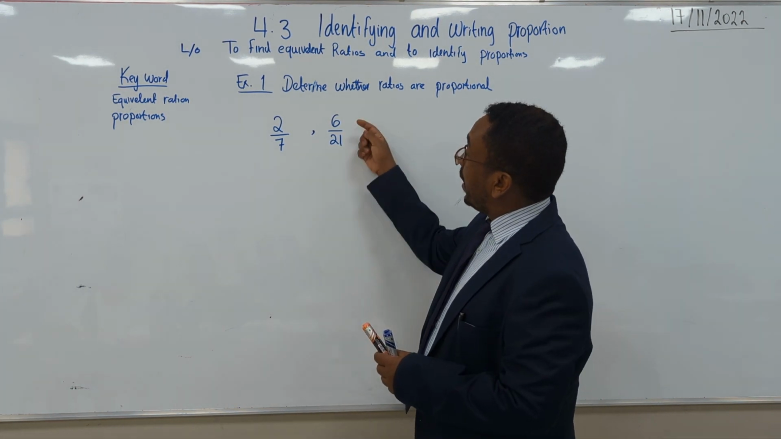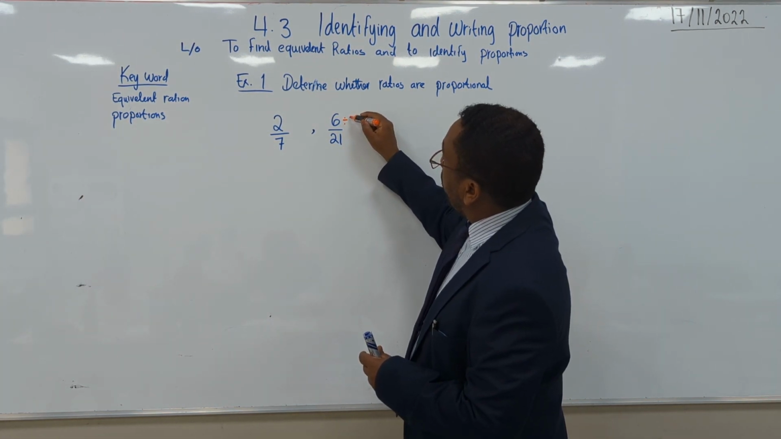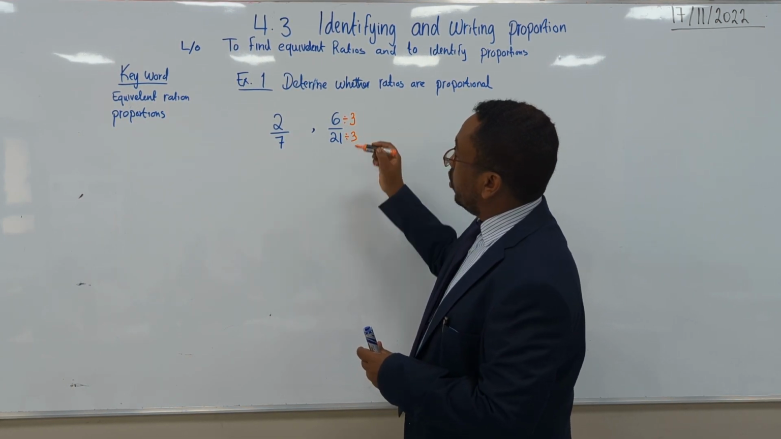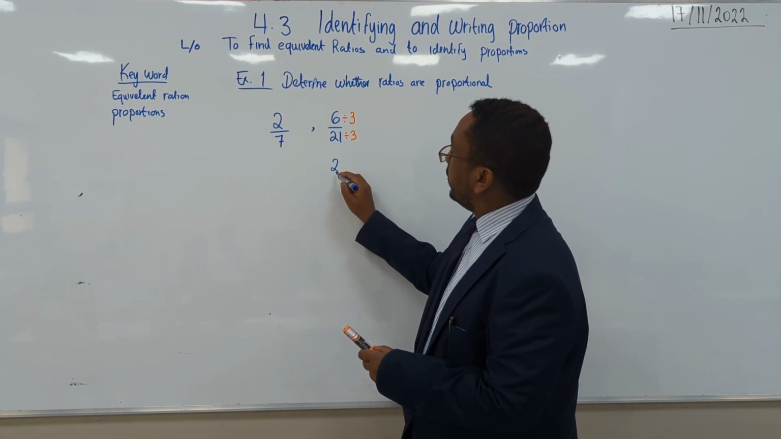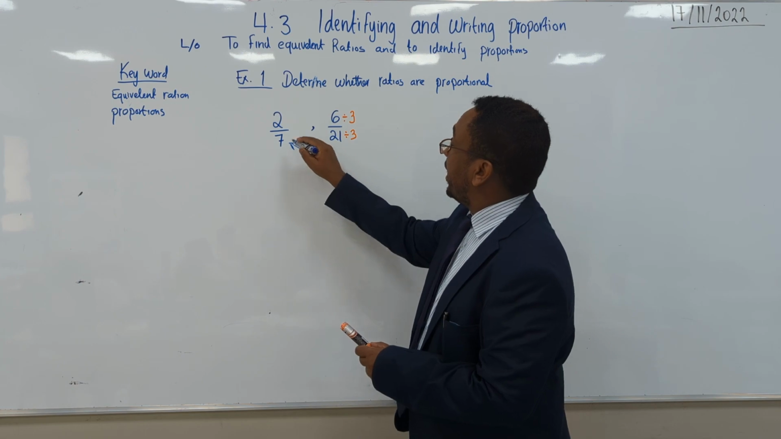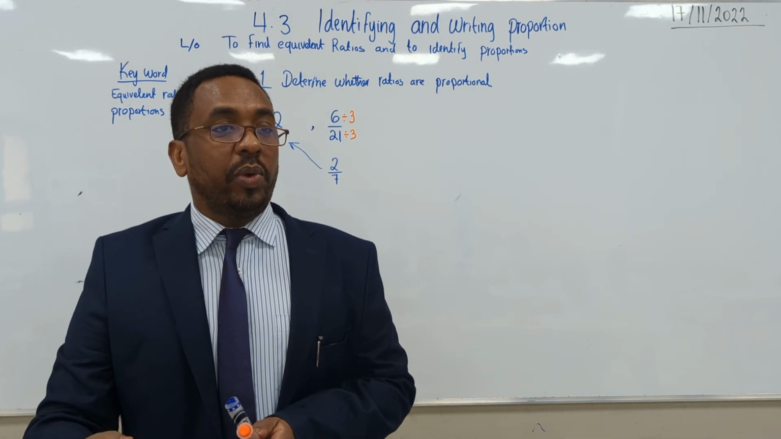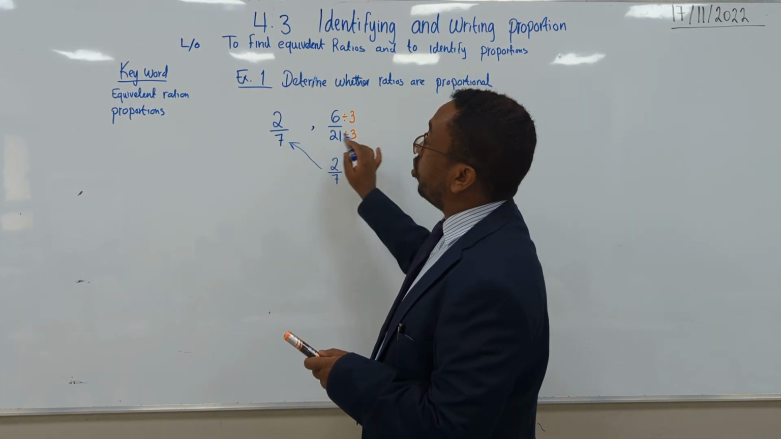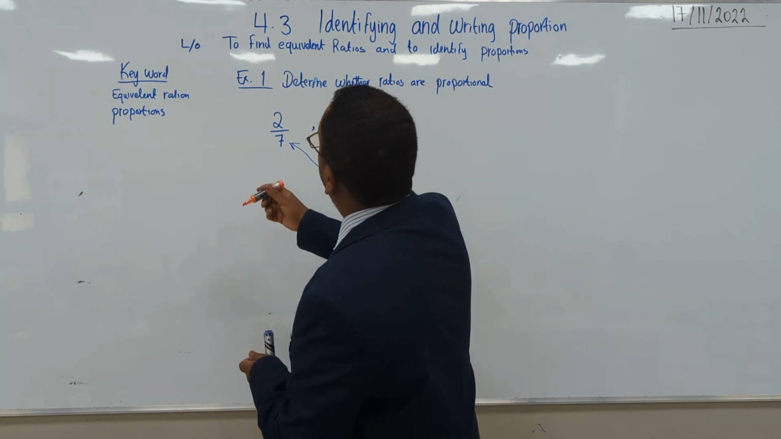What we also can do, if we want to simplify, is divide here by 3 and then divide here by 3. If we do that, the answer we will get from here will be 2 over 7, which is exactly the same as the one we are checking. So this is equivalent. And we know if two fractions are equivalent, we can call them proportional. So your answer will be, yes, those ratios are proportional.